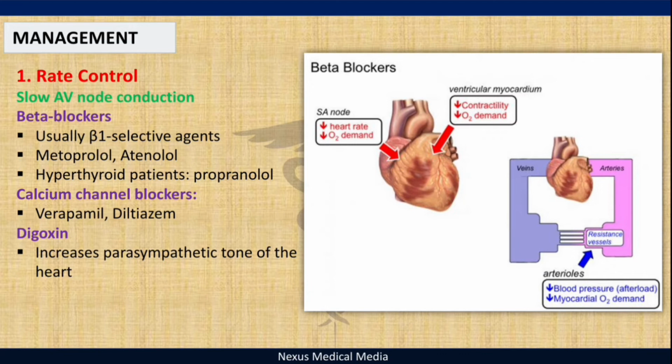So this rate control, we need to slow AV node conduction. We can use beta blockers, usually beta 1 selective agents like metoprolol, atenolol. In hyperthyroid patients, we can use propranolol. This actually reduces those palpitations. We can also use calcium channel blockers like verapamil, diltiazem. Digoxin, we can use it because it increases the parasympathetic tone of the heart, thus decreasing the heart rate.